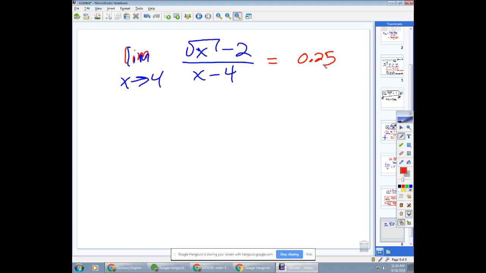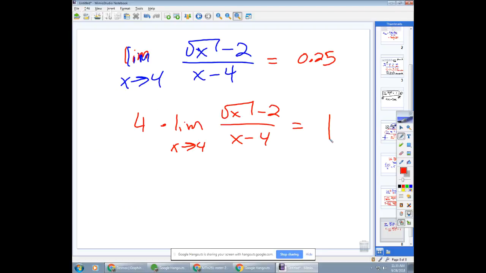Okay, so if I multiply by 4, I would have 4 times this limit as x goes to 4 of the square root of x minus 2 over x minus 4 equals 1. Yeah, that's a true statement if the top statement is true. So how does this 4 help me here? Can you take x minus 4 into the square root of x minus 2? Sure. It's a little tricky, but you could do that.